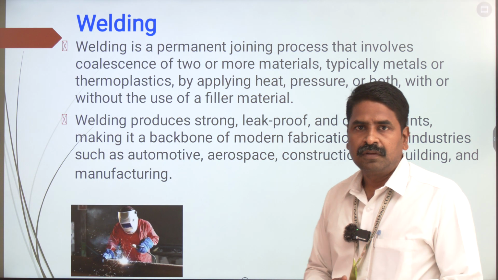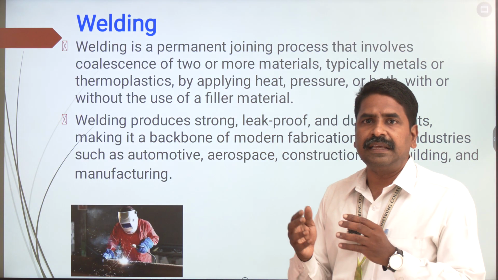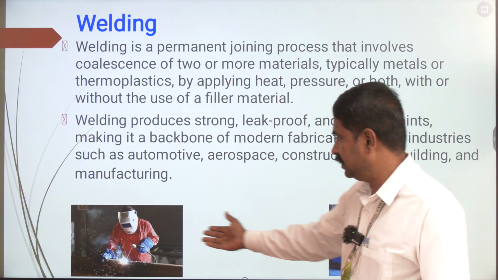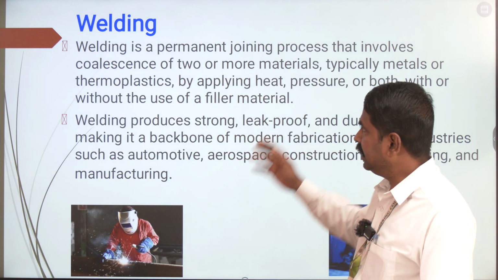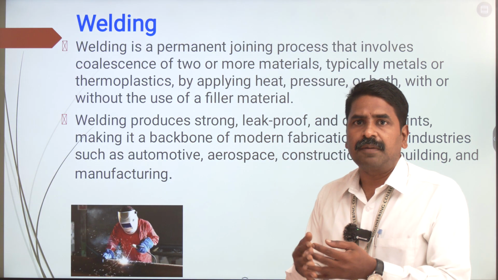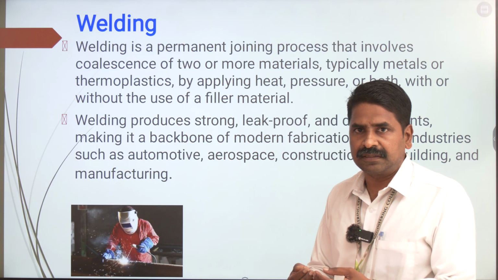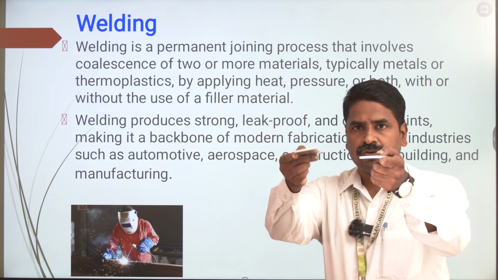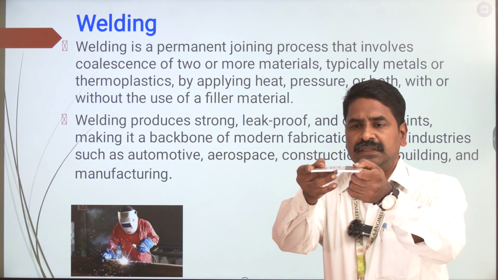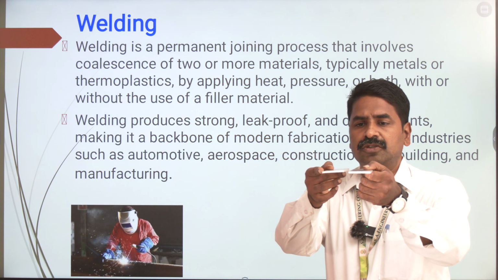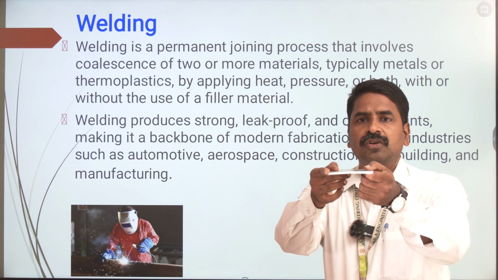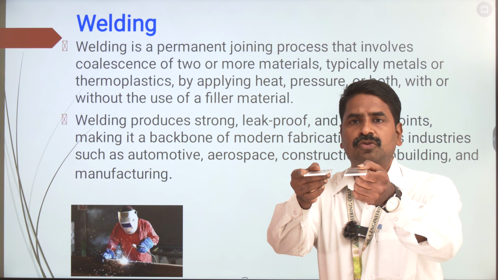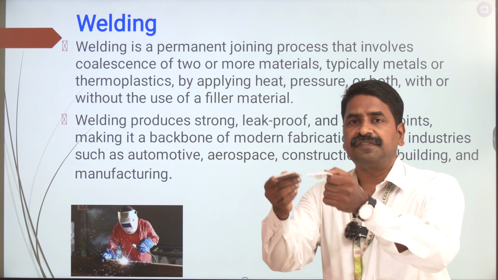So, welding. As you can see over here, welding is going to be a permanent joining process. As you can see in this slide, you can see some welding diagrams, and that involves coalescence or merging of two or more materials. More commonly, it will be a metal like this. So I am going to have two plates like this, and I want to merge these plates together, or I want to join these two plates together, as you can see over here. So welding is nothing but a permanent joining process by which these two metal plates or two different materials are joined.